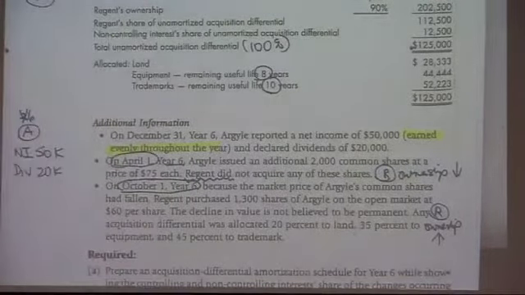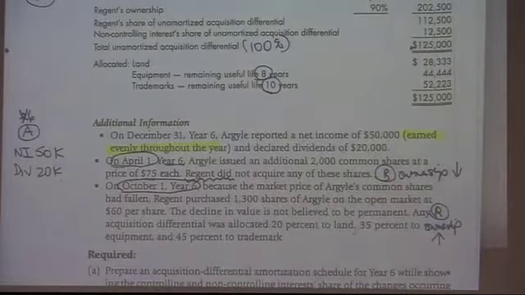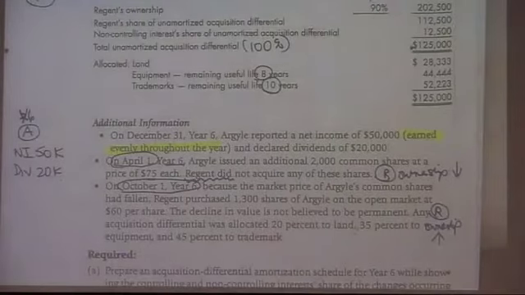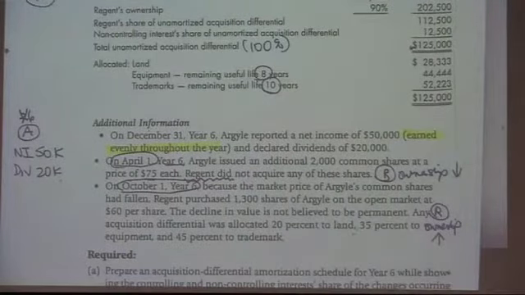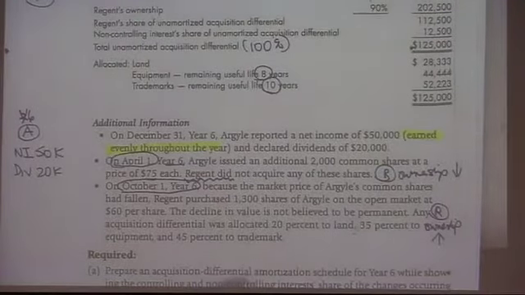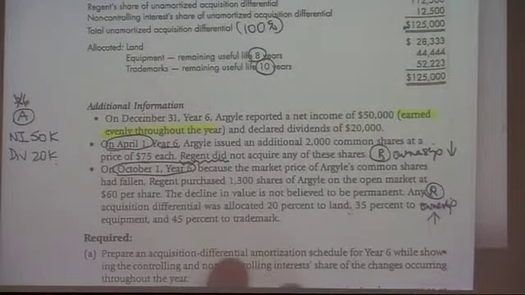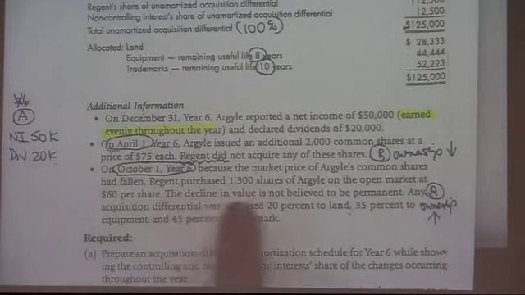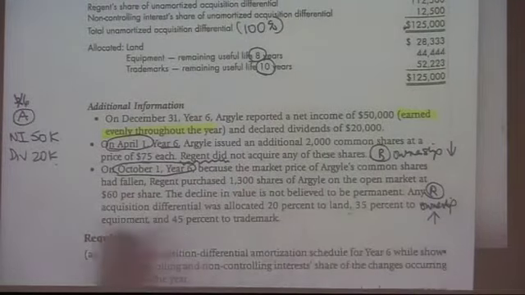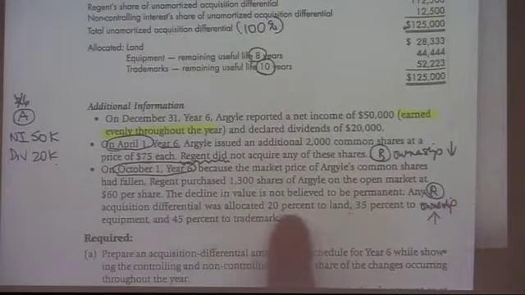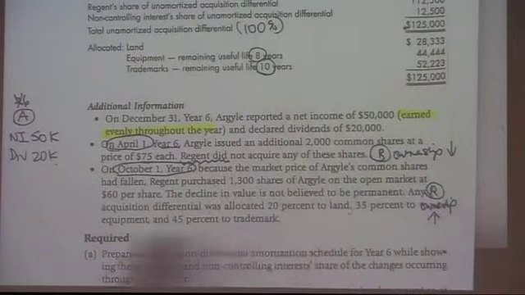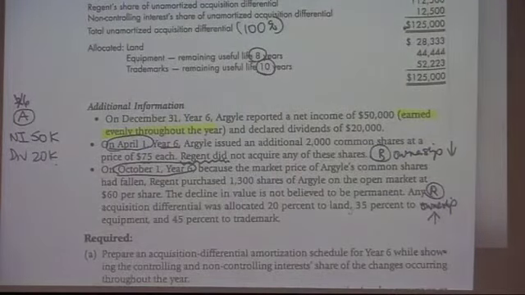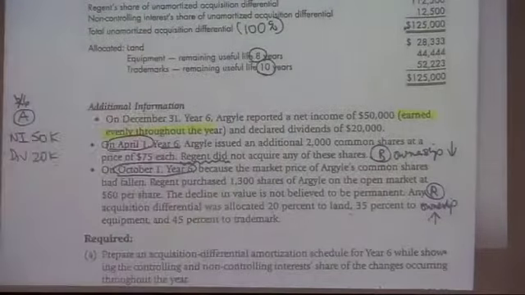So we want to be able to do that because it's going to matter how we're going to approach the acquisition differential and how we're going to record our proportionate share of Argyle's income as we prepare the consolidation process. And it says here the decline in value is not believed to be permanent, and any acquisition differential was allocated 20% to land, 35% to equipment, and 45% to trademark, which is kind of what they've done there.